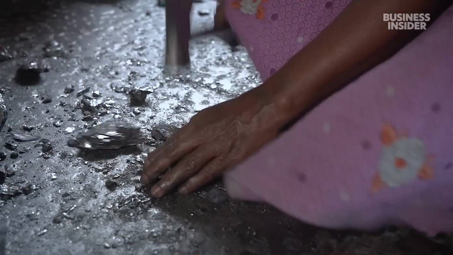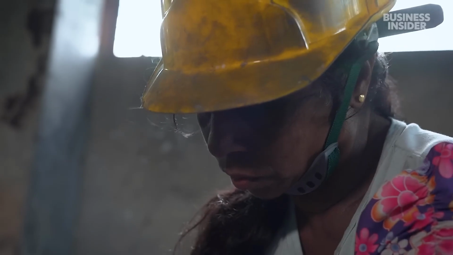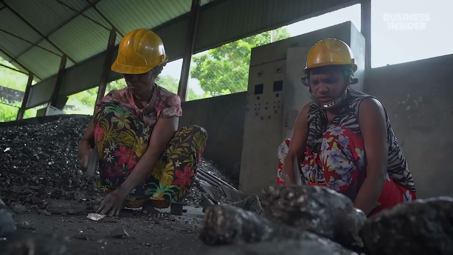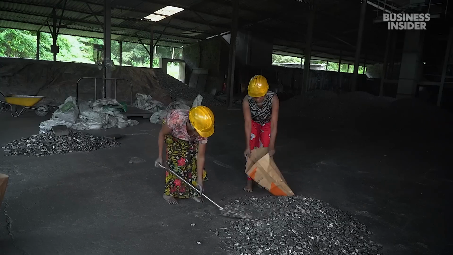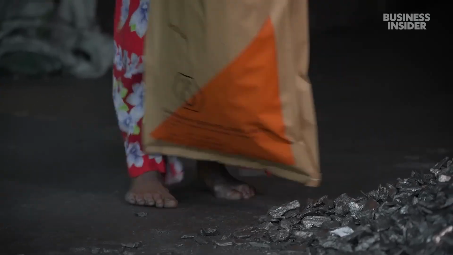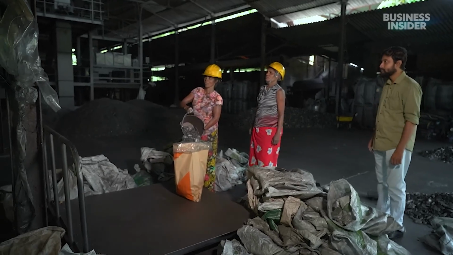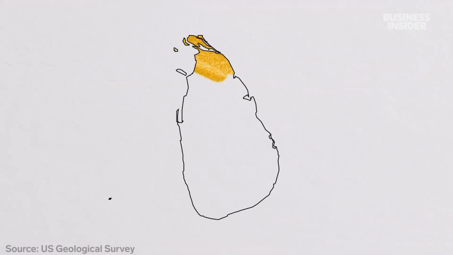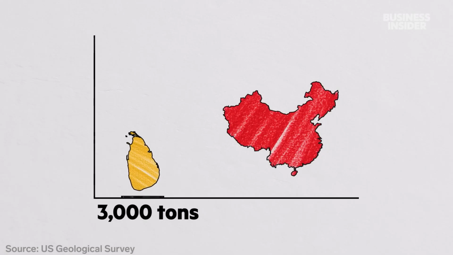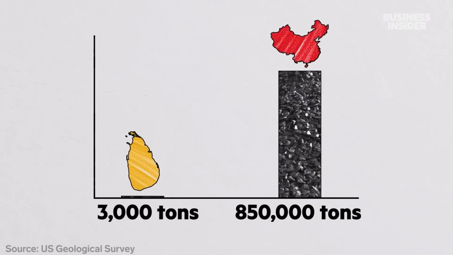by hand. Women sort and cut the graphite at small workshops. The purest kind has higher levels of carbon, as much as 95%. And the women can identify it by simply looking at the texture, shine, and hardness. Currently, Sri Lanka produces about 3,000 tons of graphite a year, while China churns out nearly 850,000 tons a year.